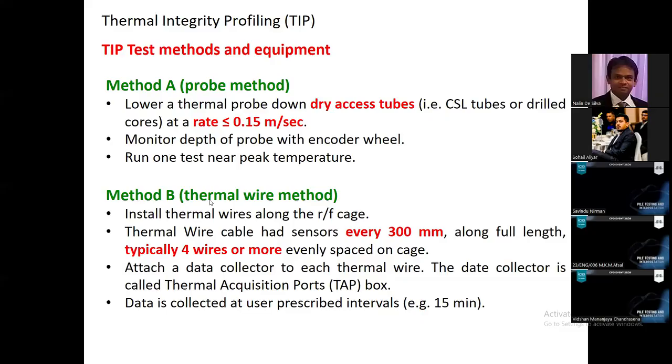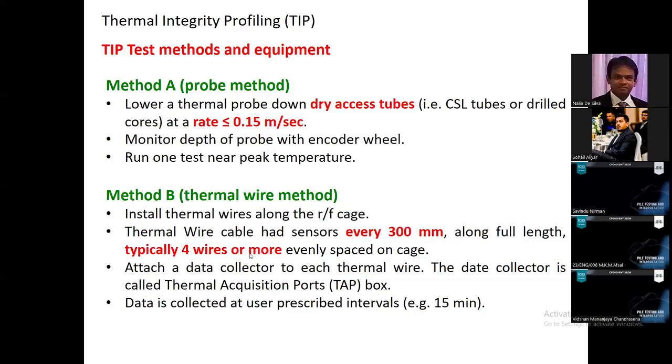The second method is the thermal wire method. In this case, the wires are fixed to the rebar cage, right? After the wires are fixed to the rebar cage, you can't reuse them. The wires have to be compromised, okay? Along the wires, every 300 millimeters there is a thermal sensor, and typically we use a minimum of 4 wires along the rebar cage, diametrically opposite to each other.